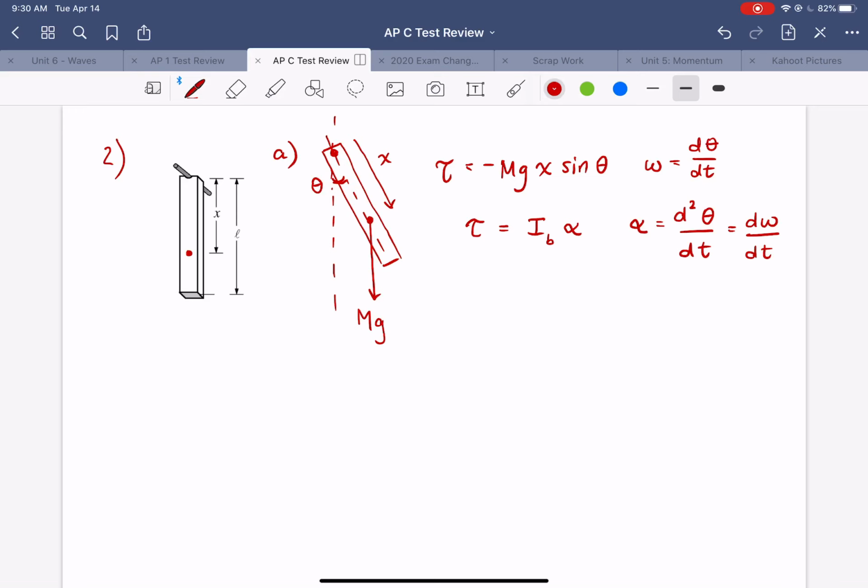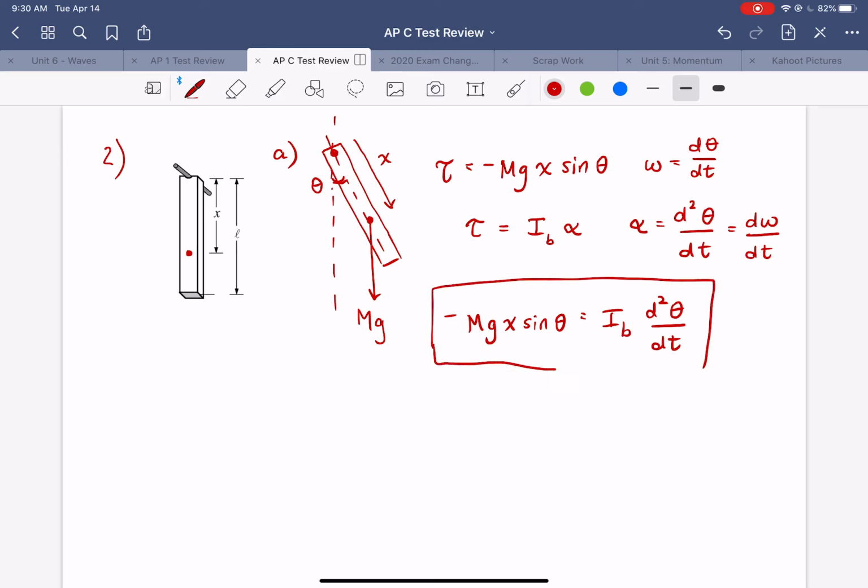So if I combine all of these equations, I have torque, which is minus mgx sine theta, equals I times the second derivative of theta with respect to time. So this is our answer. This is called a differential equation because we have a derivative of some function and the function itself both present in this equation. That generally makes it harder to solve. This is an entire class of equations, but in physics, this particular type of differential equation does turn up a lot for oscillations. All right, this is actually just part I of part A.